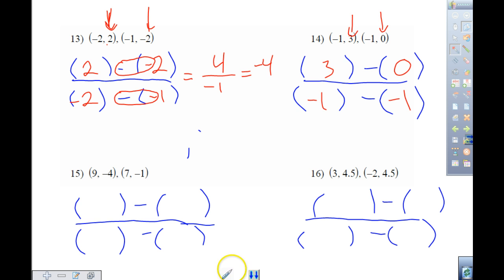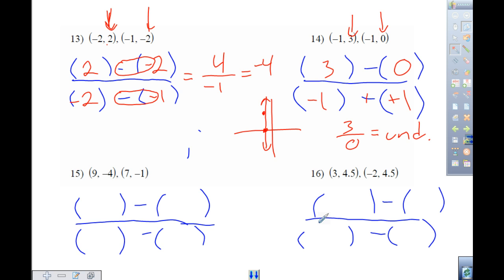What's the answer to 14? What does that come out to be? 3 over negative 1 minus negative 1, which is negative 1 plus 1, which equals 0. So the answer is, let's graph it. What does it look like? Negative 1, 3. Negative 1, 0. What kind of line is this? Vertical. Anything over 0, it has no run. It doesn't go left or right. So therefore it's vertical. It's undefined, right?